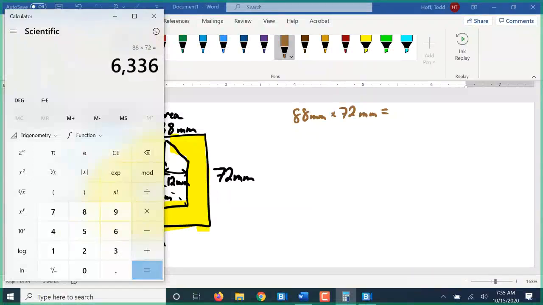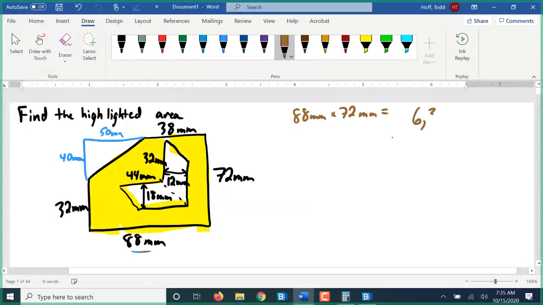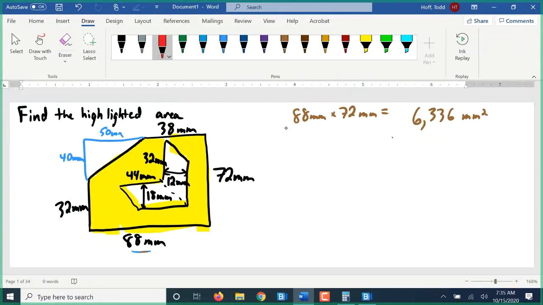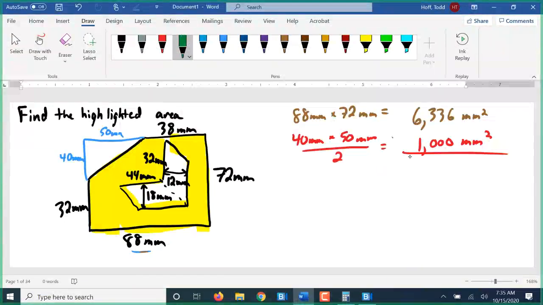Which gives us 6,336 millimeters squared. But I have to remove that 40 by 50 right triangle. That's 40 times 50 divided by 2, which is 1,000 millimeters squared. So our total is currently at 5,336 square millimeters.